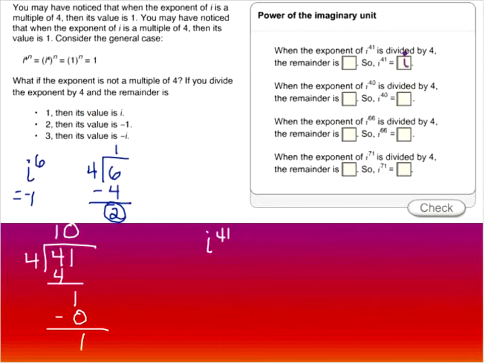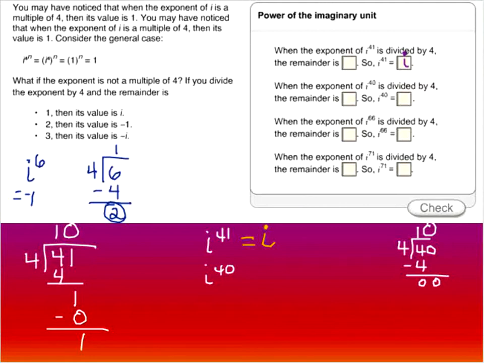All right, let's try i to the 40th power. So you take 4 and you divide it into 40. 4 goes into 4 one time. And subtract and you get 0. Bring down the other 0 if you want. 4 goes into 0, 0 times. And we get 10. So we get a remainder of 0.